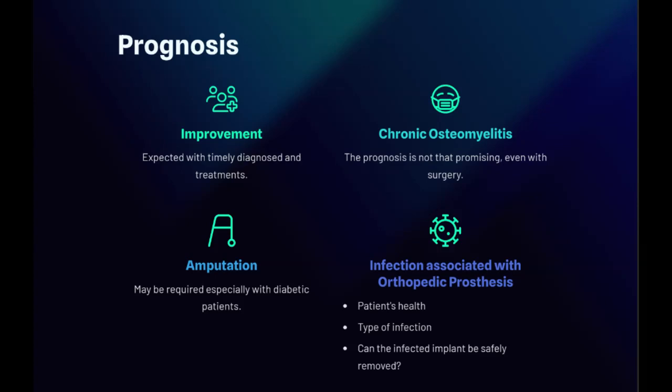implications of life-altering surgery. In the realm of infection associated with orthopedic prostheses, the prognosis hinges on a delicate interplay of factors: the patient's overall health, the nature of the infection, and the feasibility of safely removing the infected implant. Here, the stakes are high, and each decision carries weighty consequences, shaping the trajectory of healing and recovery.